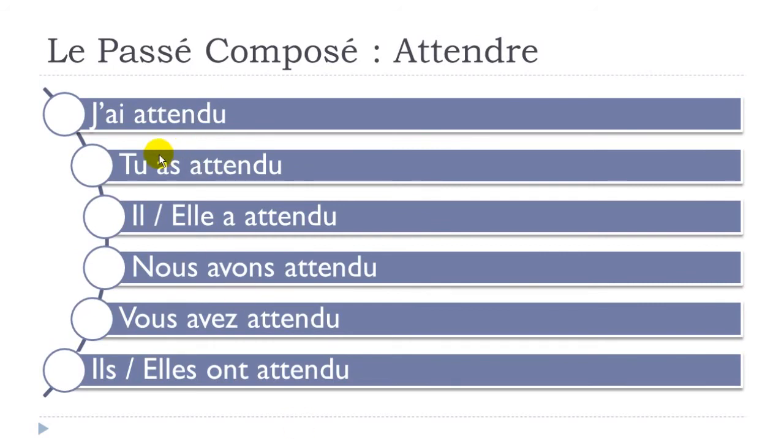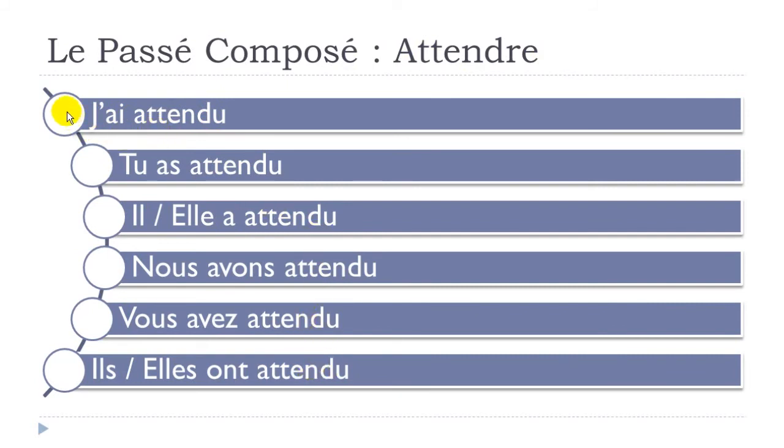Alright, so if you remember, when I introduced the passé composé form, I told you that most of the verbs are using this avoir verb at the present form and then the participe passé. Okay, in that case, attendre becomes attendu at the participe passé, and then that's the form you will have to add at the end. And it doesn't change here, as you can see.